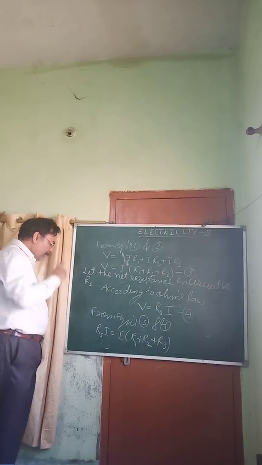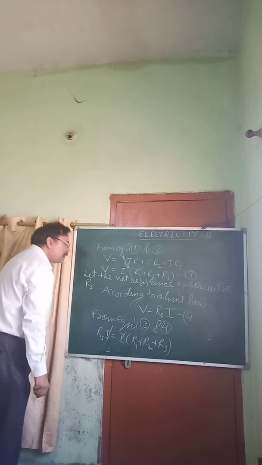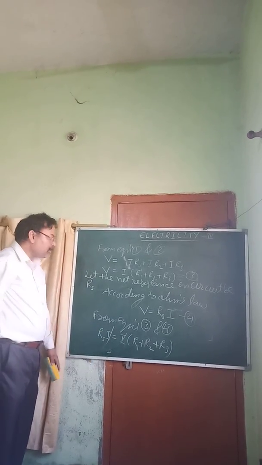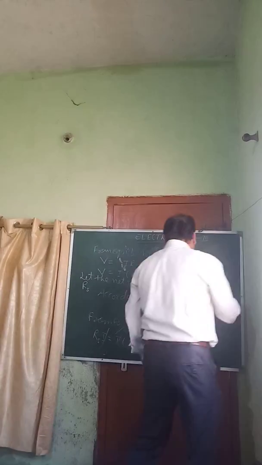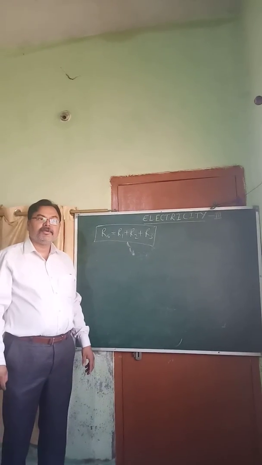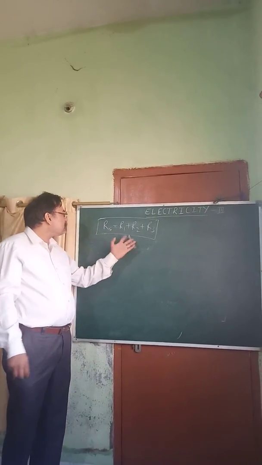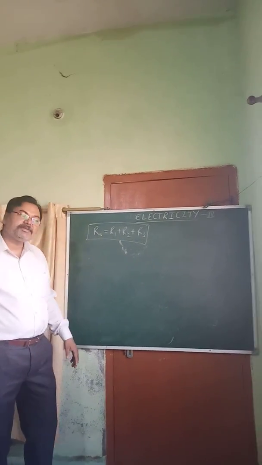You can see from here, this I and this I can be cancelled out. As we cancel them, we will get the required expression. So from equations 3 and 4, after cancelling I, we get this. That is RS is equal to R1 plus R2 plus R3.